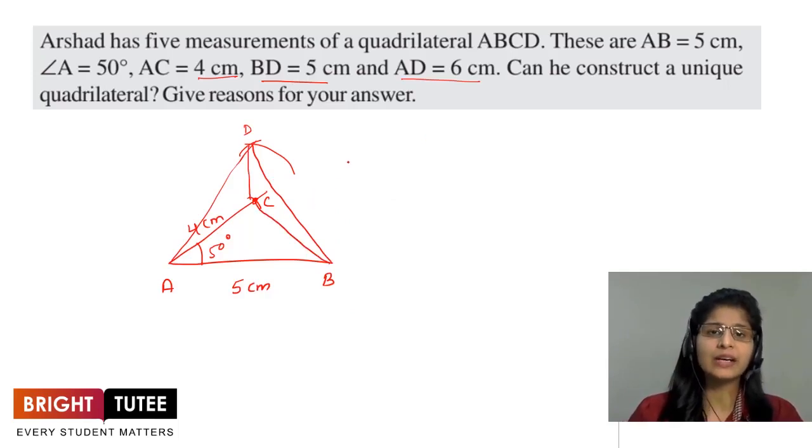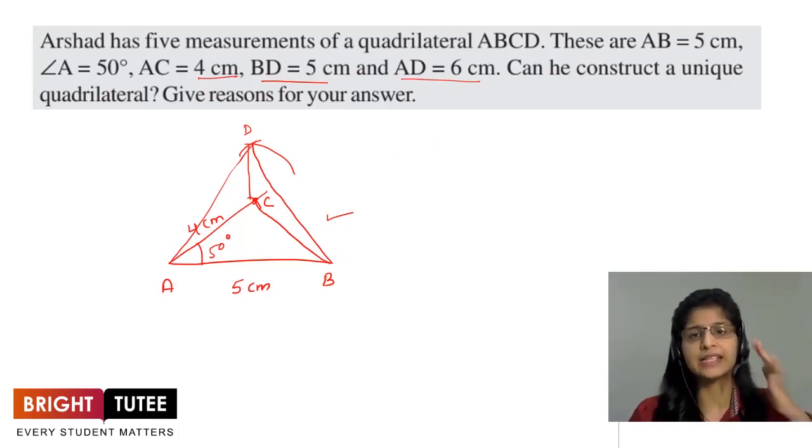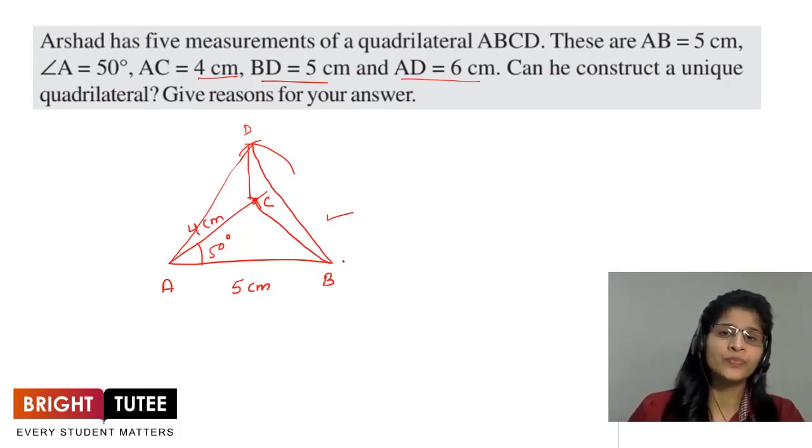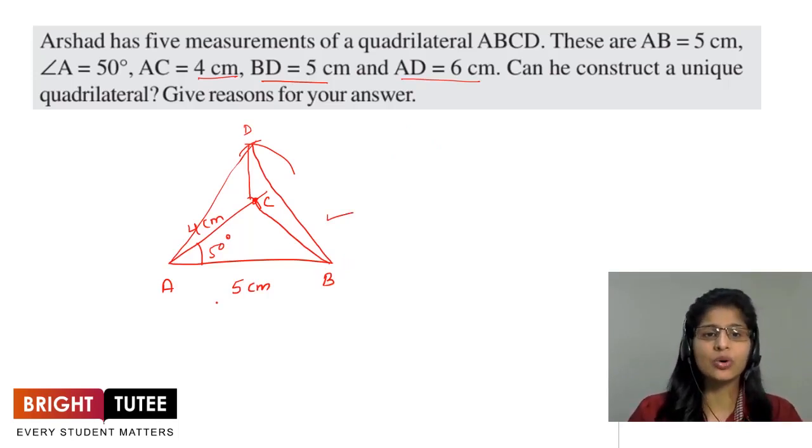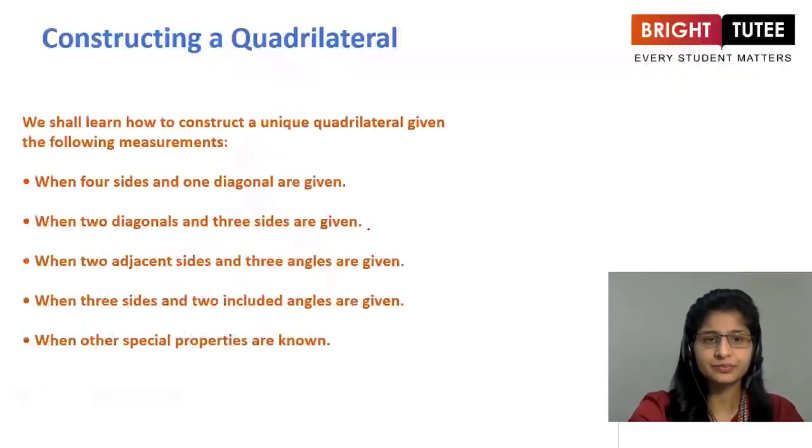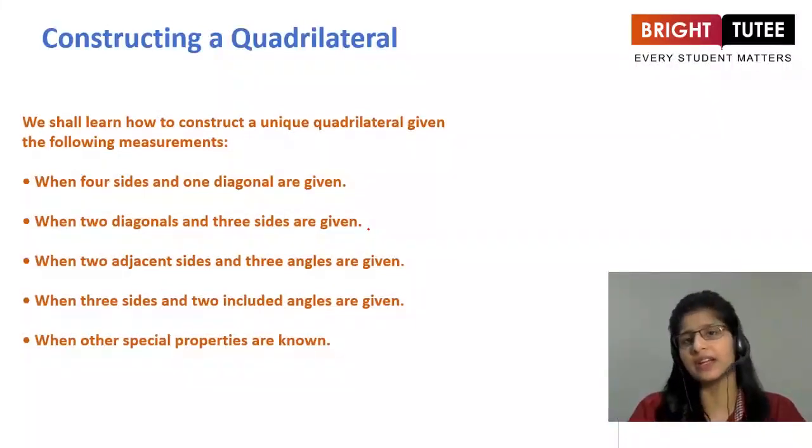So we say that a quadrilateral is not possible, and the reason is you can just show a rough sketch of it and tell we are not able to form the quadrilateral. Also we know the diagonal length is always more than the side length, and in this case it is lesser. Clear? Let's move ahead. So these are the things that we will learn in the chapter.